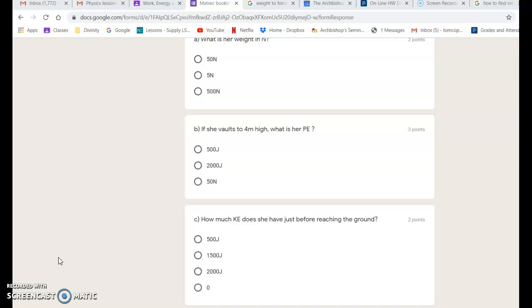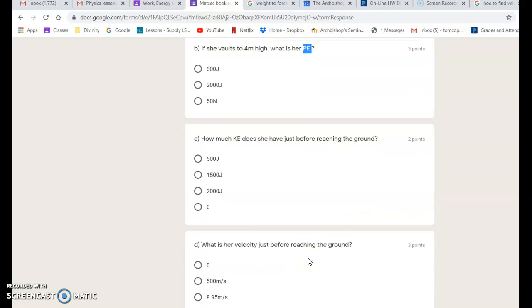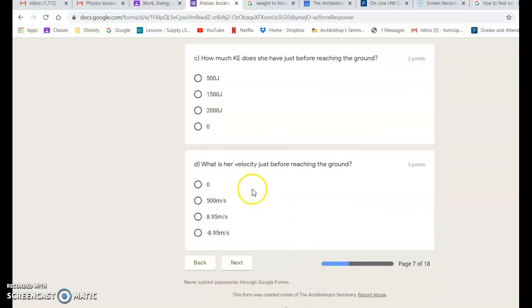Energy changes from one form to another. So potential energy is changing to kinetic energy, but the answer stays the same. So the answer of this basically is the answer of this. That's all you have to do. Now, what is her velocity just before reaching the ground?